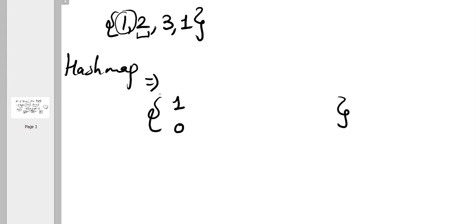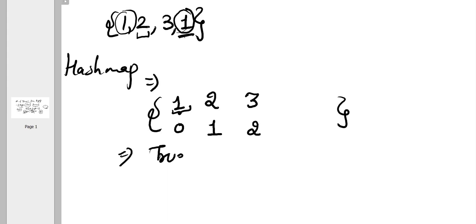It is not existing, so you can put 2 at index 1, move on to the next element. Element is 3 and the index is 2. And then when you move on to the next element, you will see that 1 is already existing there. Then that means you have duplicates, you can return true.